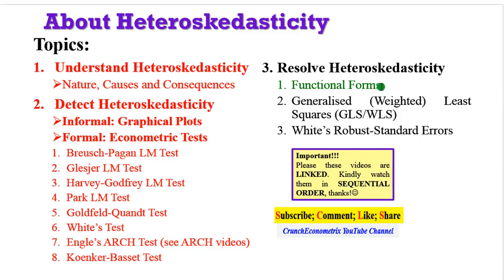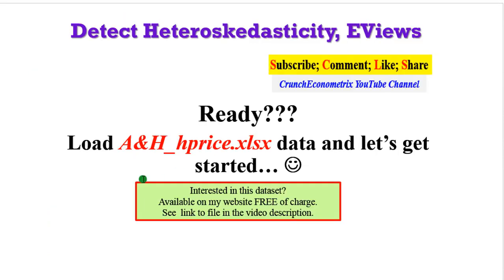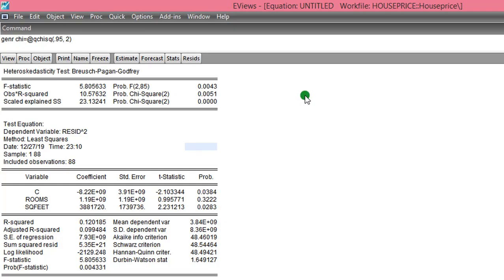So now we go ahead to looking at how we can resolve heteroskedasticity using the functional forms of the model. So if you are ready, load your data and follow my guide. And if you are interested in using my data, the link to that file is in the video description and the file is located on my website. Click on the link and it will take you to the file where you can download it free of charge. So let's continue from where we stopped.